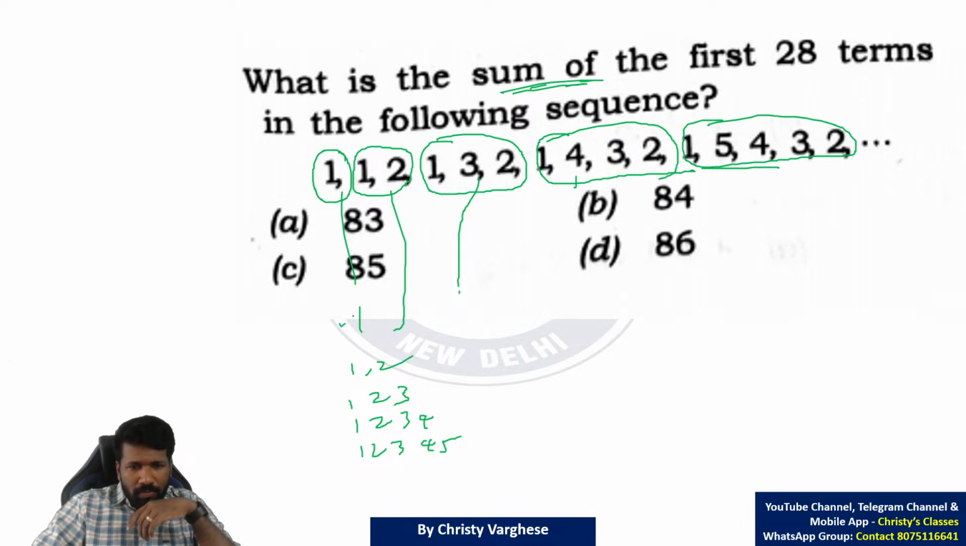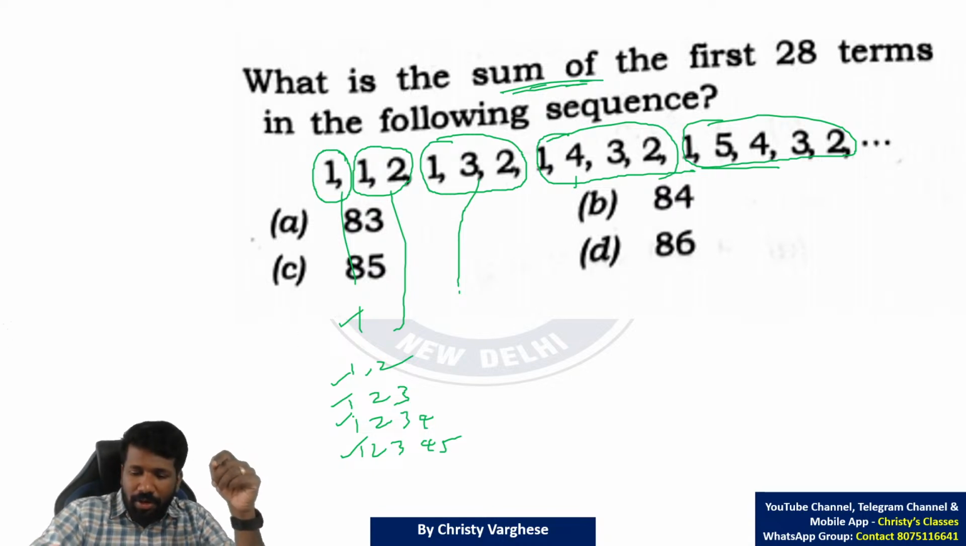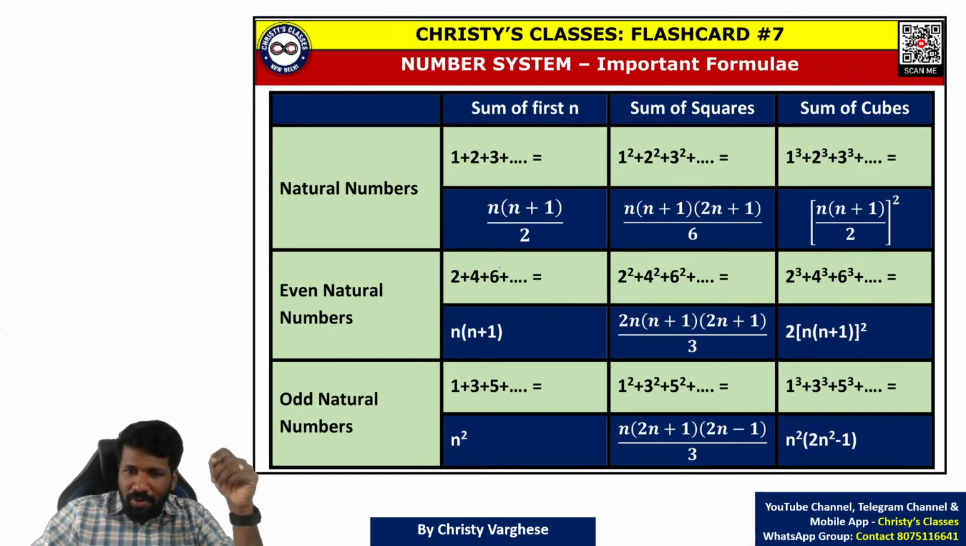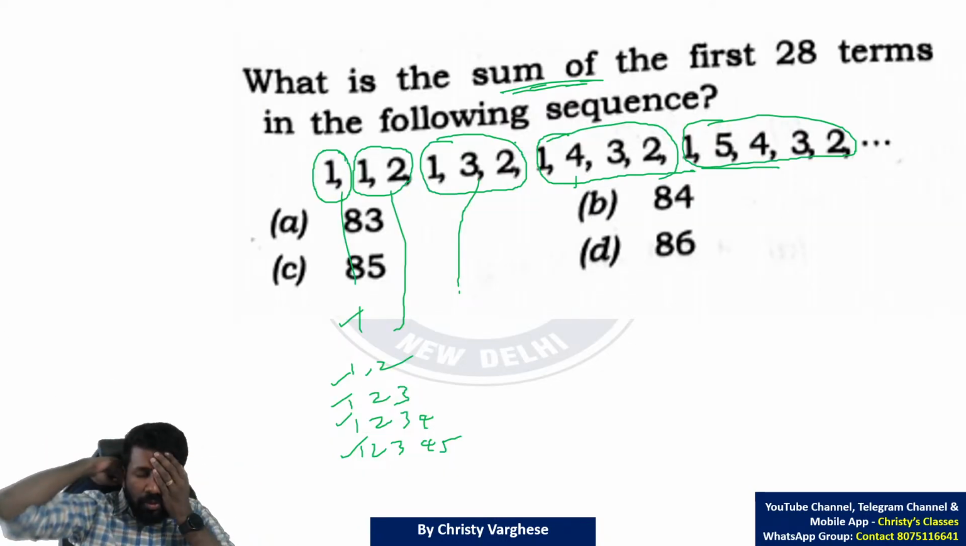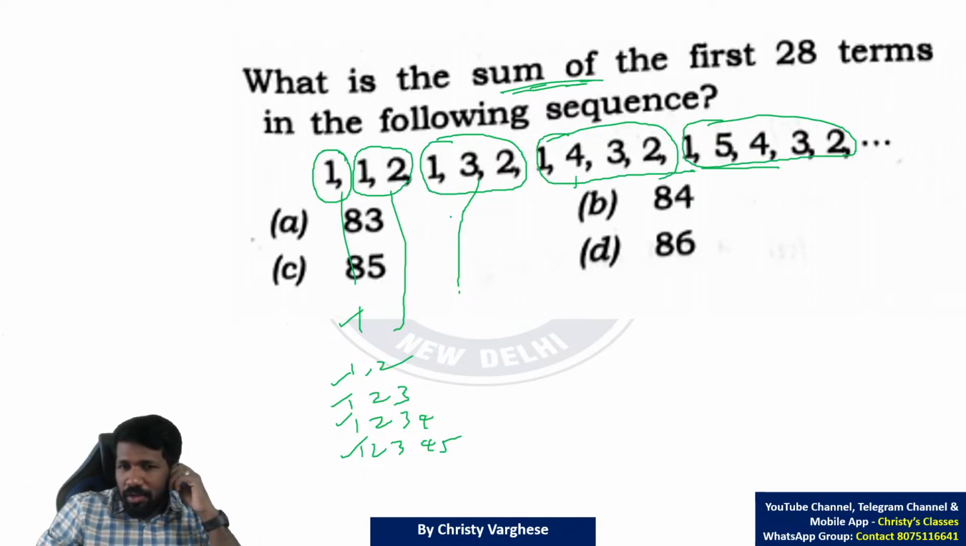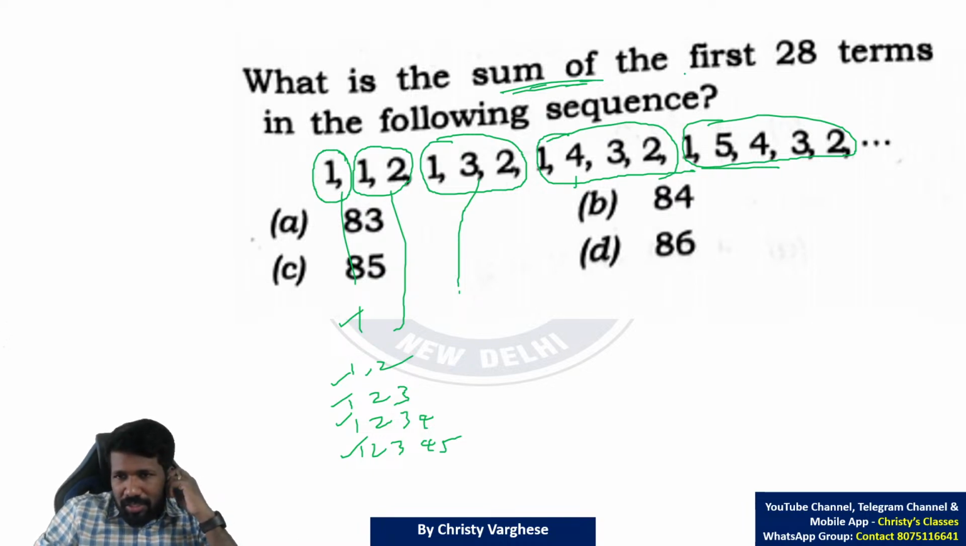Now how many numbers? 1 number, 2 numbers, 3, 4, 5 numbers. That is 1 plus 2 plus 3 plus 4 plus 5. If you want, you can use the sum of first natural numbers formula: n into n plus 1 by 2, that is 5 into 6 by 2, 15. Or manually count it. 15 numbers only we have reached till now.